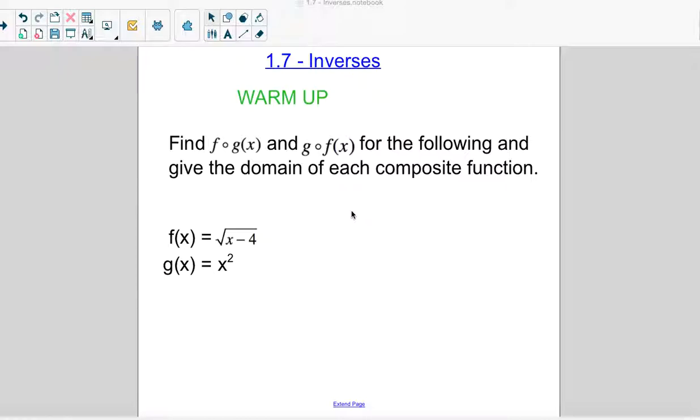To make sure that you get this stuff. So 1.7 is on inverses, which is a lesson that I know you guys did in Algebra 2 last year, but maybe forgot a little bit. So this is a little bit of review. And we'll go a little bit further probably than you did in Algebra 2 as well, but hopefully this stuff starts to make sense a little bit into the video here.